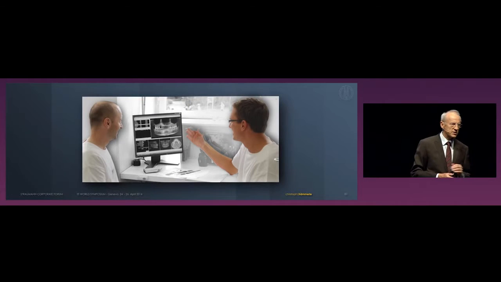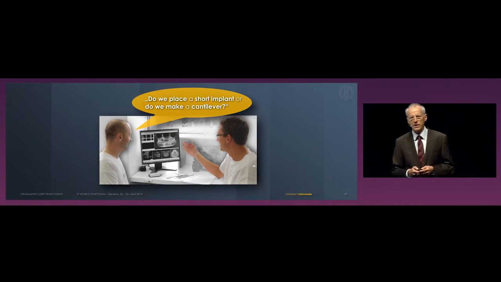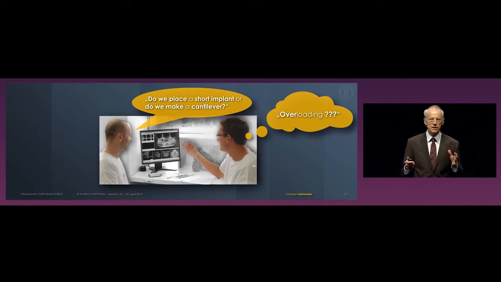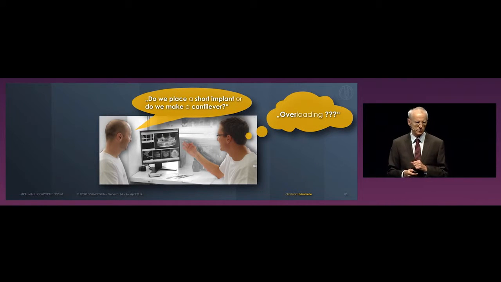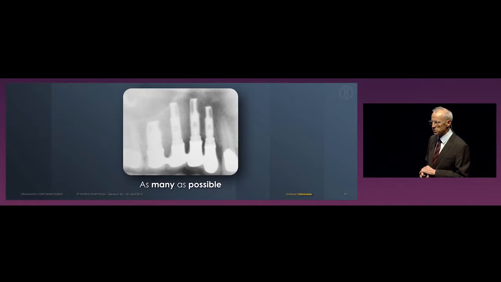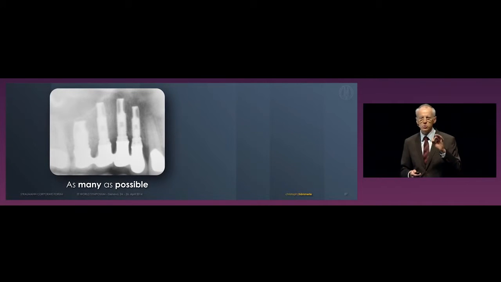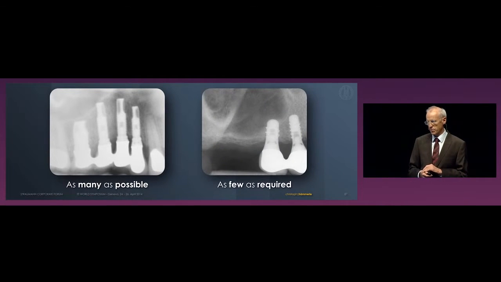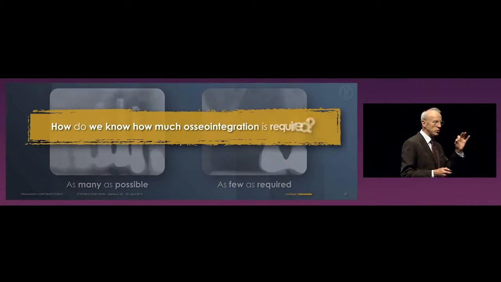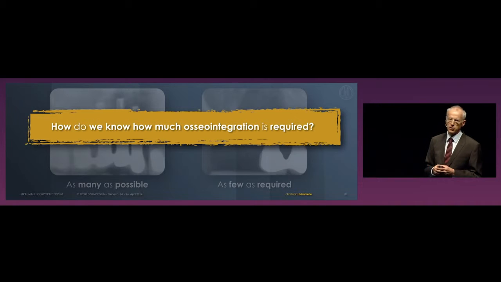Let's go to clinical situation. Two colleagues. Do we place a short implant or do we make a cantilever? And the other one immediately will think, ooh, overloading. So traditionally, we've been placing implants as many as possible. Today, I think we go for placing as few as required. But the question is, how do we know what is really required? Or how do we know how much osseointegration we need?